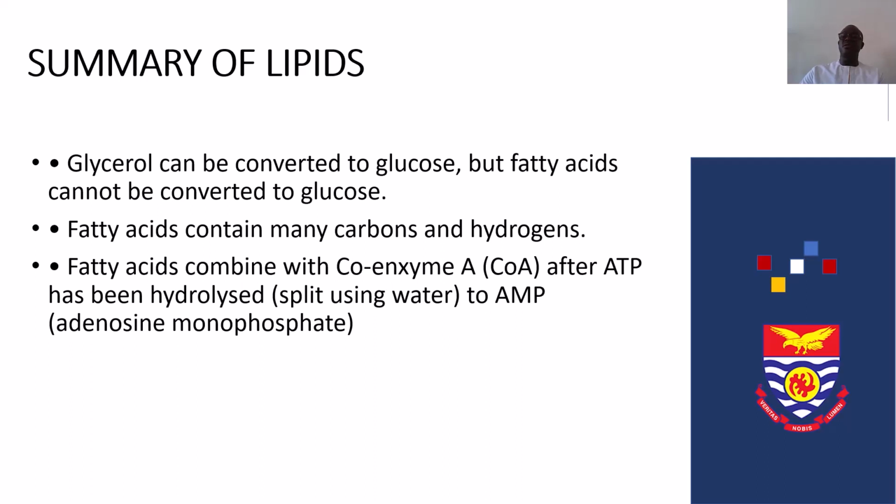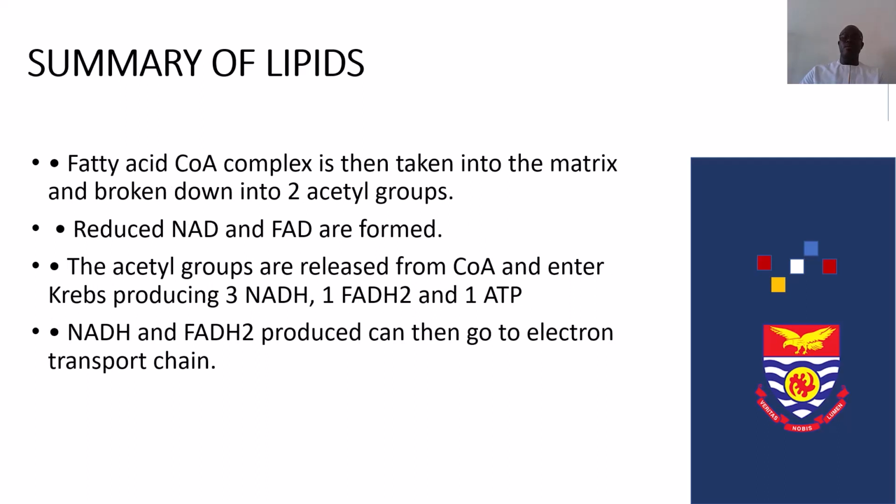So, fatty acids contain many carbons and hydrogens. Fatty acids combine with coenzyme A after ATP has been hydrolyzed, split using water to AMP, adenosine monophosphate. So the fatty acid coenzyme A complex is then taken into the matrix and broken down into 2 acetyl groups. Reduced NAD and FAD are formed. The acetyl groups are released from coenzyme A and enter the Krebs cycle, producing 3 NADH, 1 FADH2 and 1 ATP. NADH plus FADH2 produced can then go to the electron transport chain.